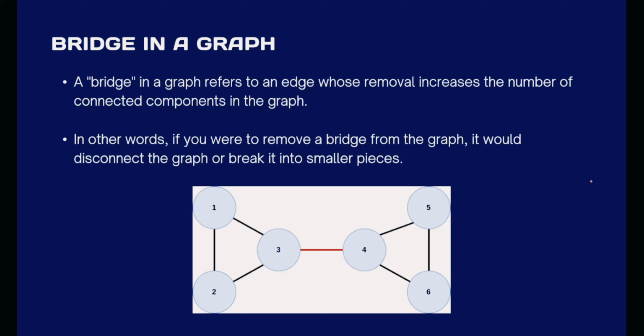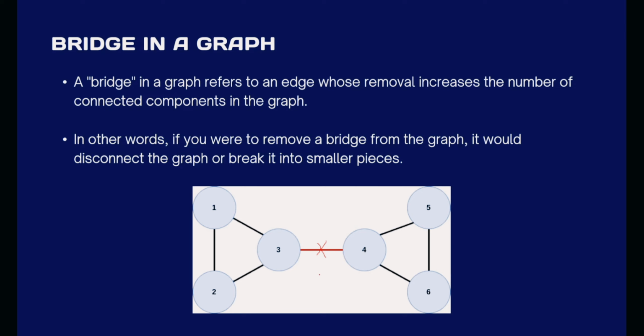To understand Fleury's algorithm, we also need to understand the term bridge. A bridge in a graph refers to an edge whose removal increases the number of connected components in the graph. Or a bridge is an edge which disconnects the graph. In the example, if I remove the edge 3, 4, the graph becomes disconnected. So this is a bridge.